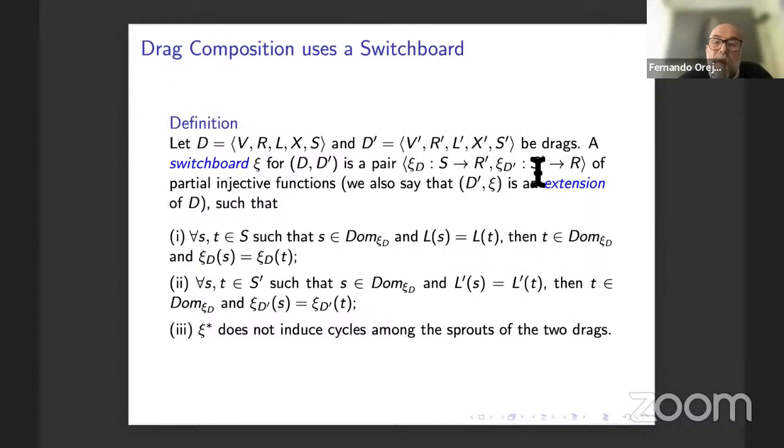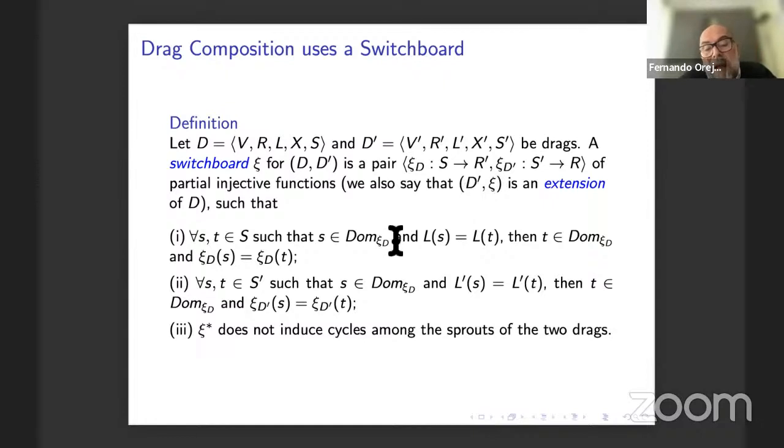For more detail, in order to define composition, we use what we call a switchboard. A switchboard is just a pair of mappings. If we call the switchboard he for D and D prime, then he D is a mapping from sprouts of D to roots of D prime, and he D prime is a mapping from sprouts of D prime to roots of D. These are partially injective functions, and when we compose these two drags, we may say that D prime he is an extension of D, or vice versa, as we prefer.